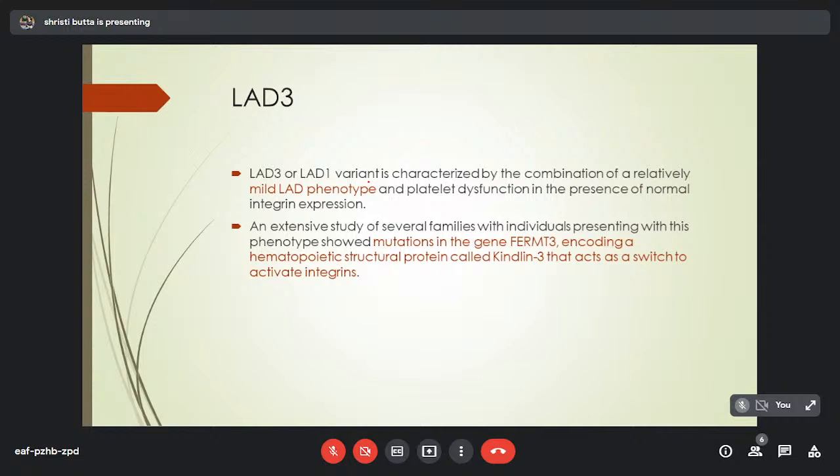What is the function of this kindlin-3? Kindlin-3 acts as a switch to activate the integrins on the surface of the neutrophils. So if there's a defect in FERMT3, there's a defect in the production of kindlin-3, and that cannot allow the switching on of the integrins. Hence, the integrins remain unactivated and cannot bind to their receptors, and subsequently there is increased neutrophilia because the neutrophils move from the marginating pool to the circulating pool. We've all understood that.